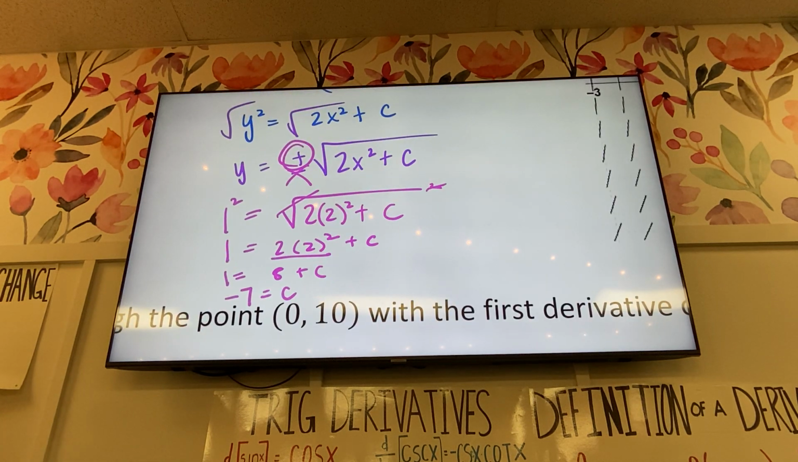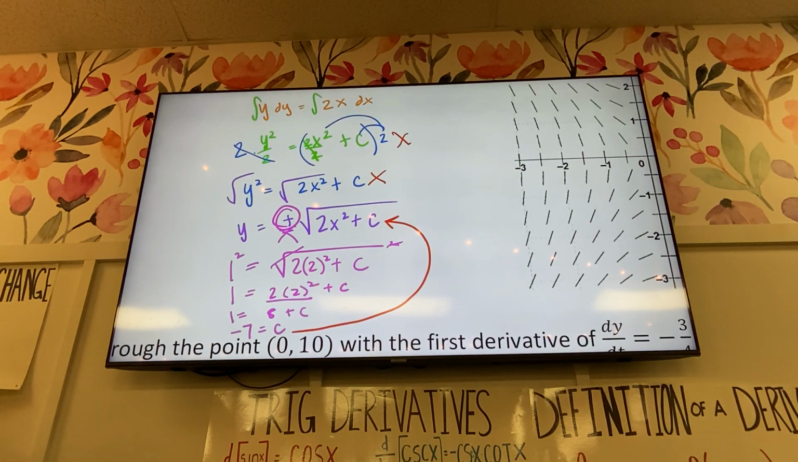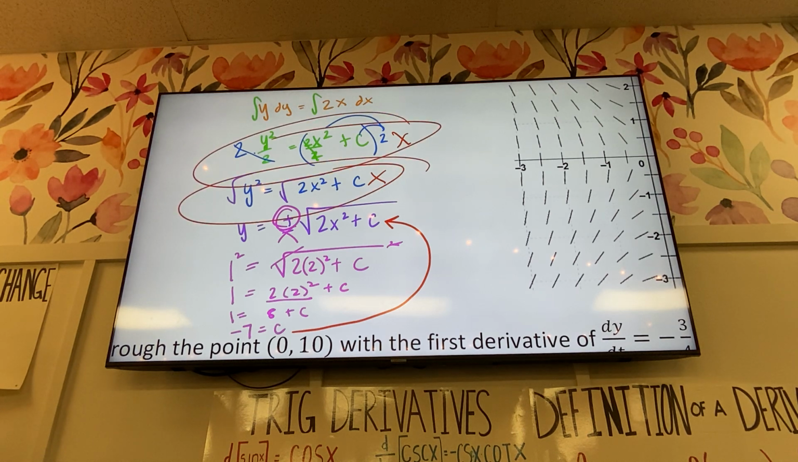Now when you are plugging your c back in, it has to be plugged back into the equation right before you plugged in your initial condition. So this c is a no, this c is a no, because those c's are constantly changing when you're solving for y. Does that make sense? So these c's right here are not negative 7. We have altered them.